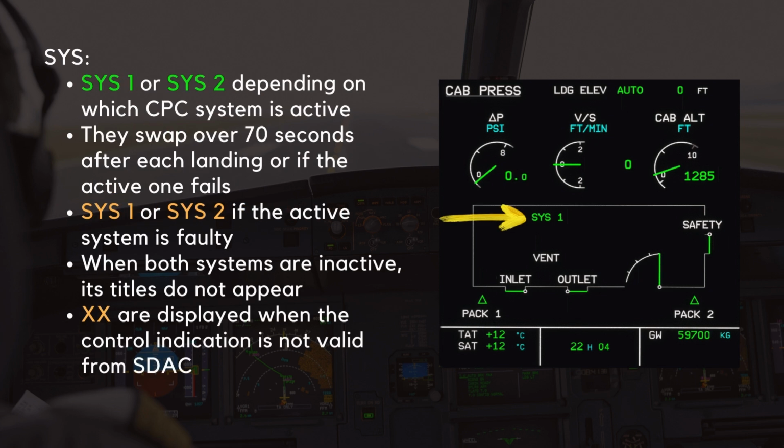The active cabin pressure system, either System 1 or System 2, is indicated in green when active. They swap over 70 seconds after each landing, or if the active one fails. It appears in amber if the active system is faulty. When both systems are inactive, its titles do not appear. Two amber crosses are displayed when the control indication is not valid from SDAC.